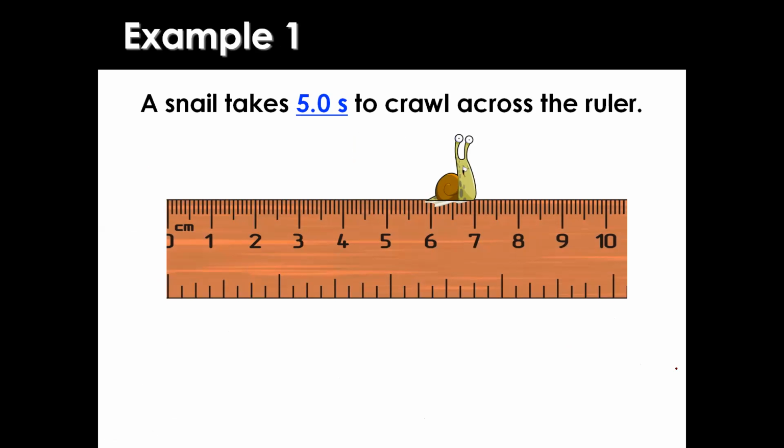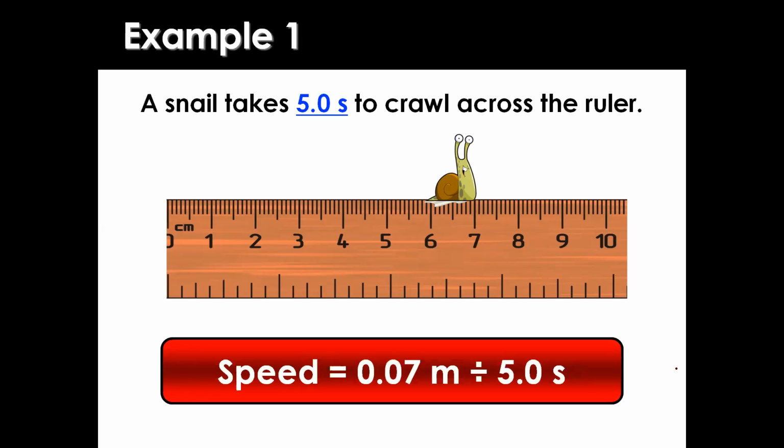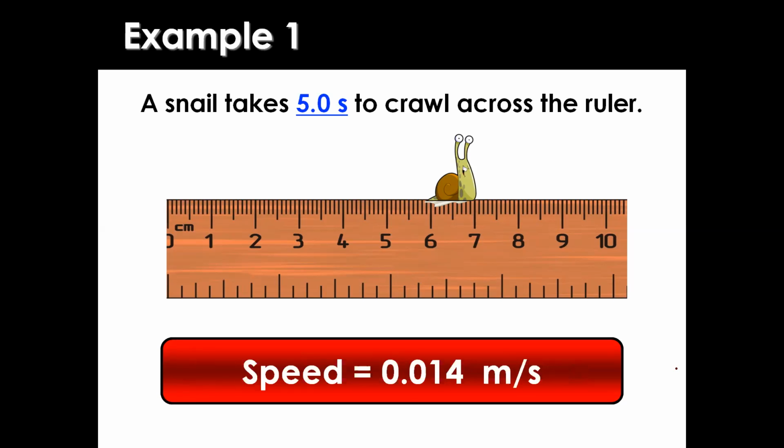Now, while calculating this speed, you have to use the formula distance by time, but make sure that both distance and time are in SI units. So here, 7 centimeters has to be converted into meters, it will be 0.07, divided by time, which is already given in the SI system in seconds. So your answer will be 0.07 divided by 5. It's 0.014 meter per second.